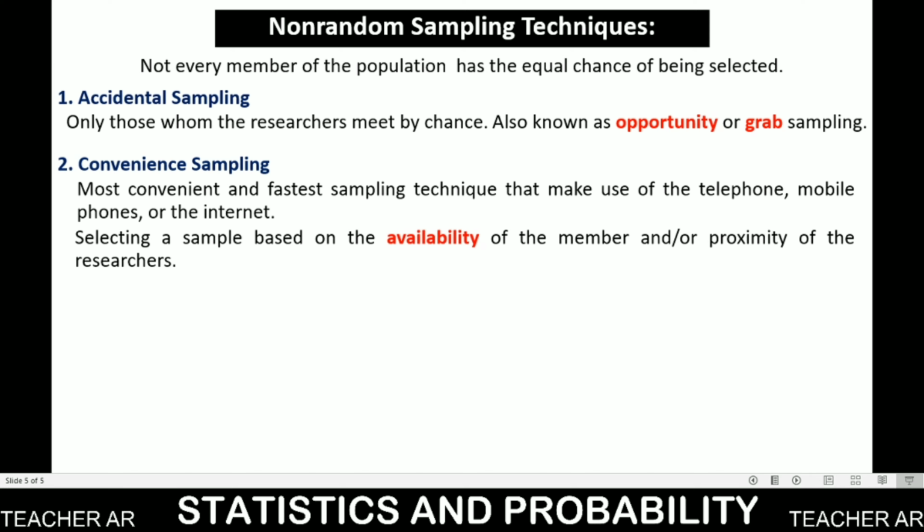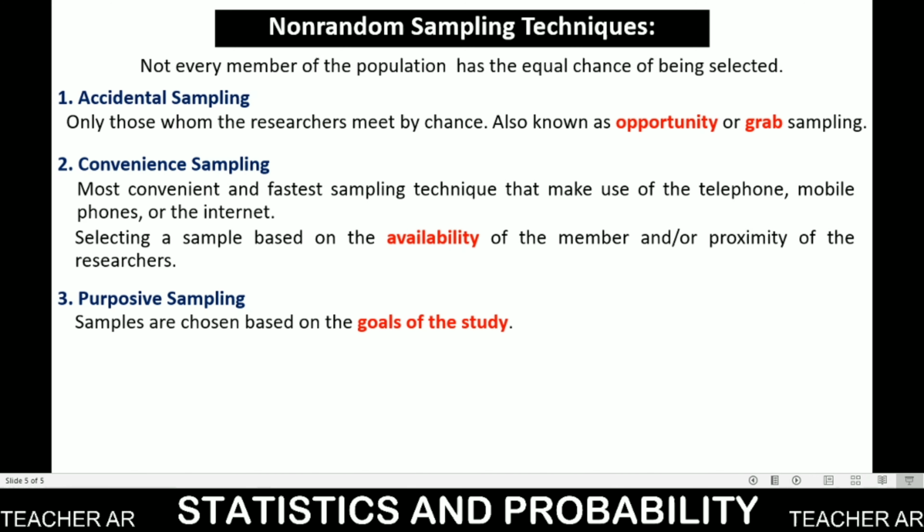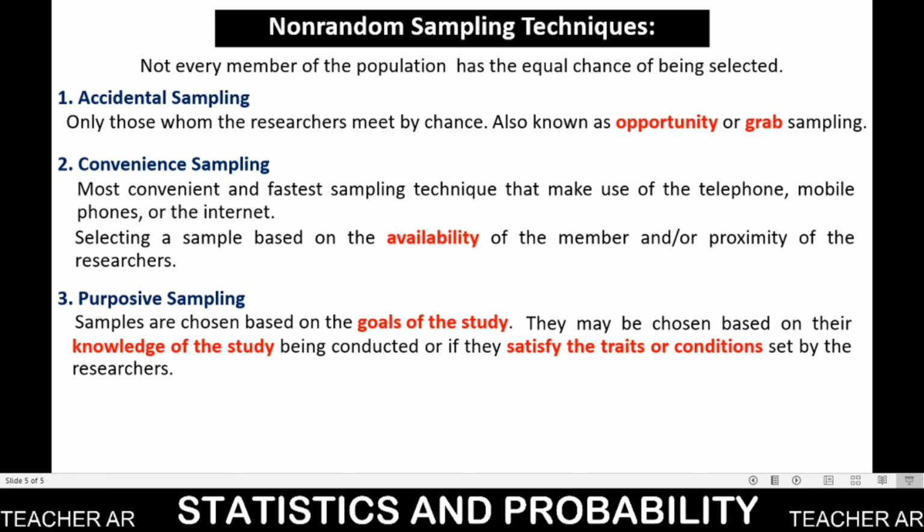And now, let us proceed to the third non-random sampling technique. We have purposive sampling. From the word itself, purpose, samples are chosen based on the goals of the study, or samples are chosen based on the purpose of the study. Sa technique na ito, mas may control dito yung mga researchers. Pwedeng mapili yung ating respondents based on their knowledge of the study being conducted or based on their expertise of the study. Or if they satisfy the traits or conditions set by the researchers. Ibig sabihin, sa purposive sampling, may specific trait or may specific condition na set by the researchers.